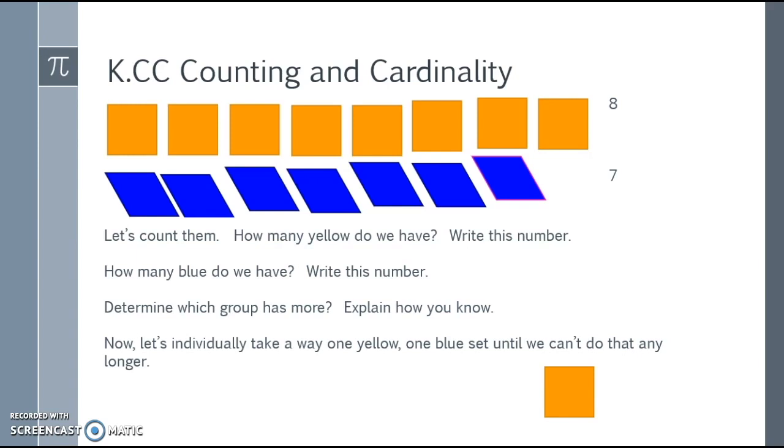Determine which group has more and explain how you know. So I'm going to take away 1 yellow and 1 blue set until we don't do that any longer because we don't have an equivalent amount left. And we will see that there is 1 yellow remaining. So therefore, there must be more yellow than there are blue because we had 1 left over.